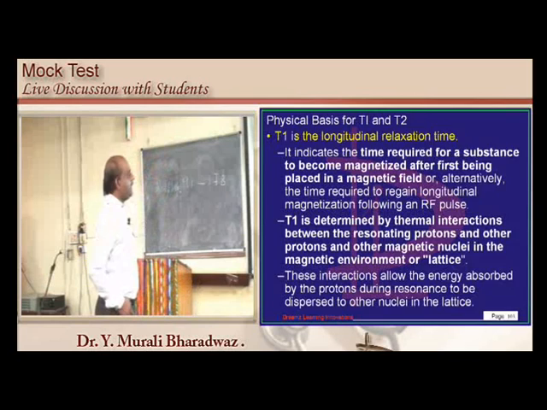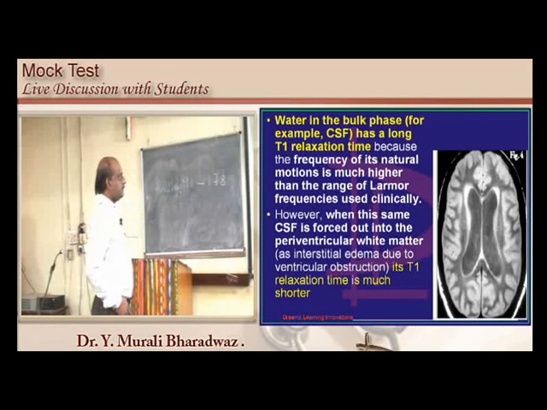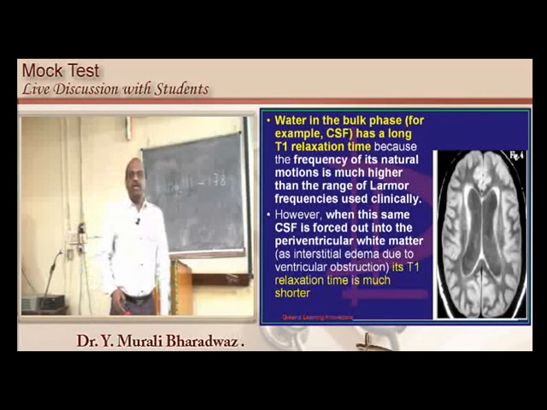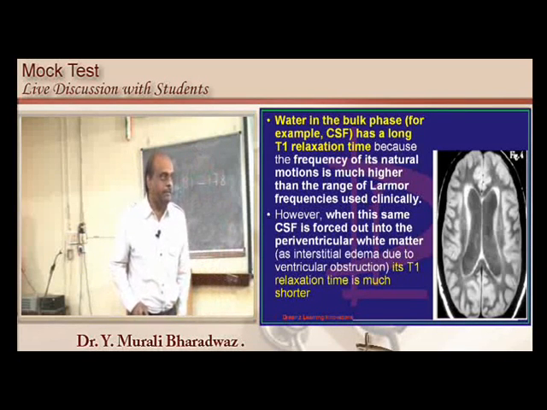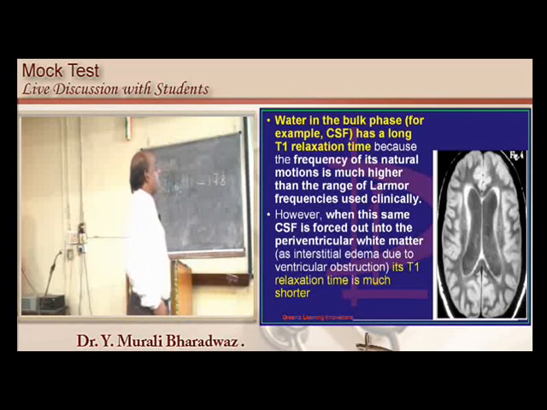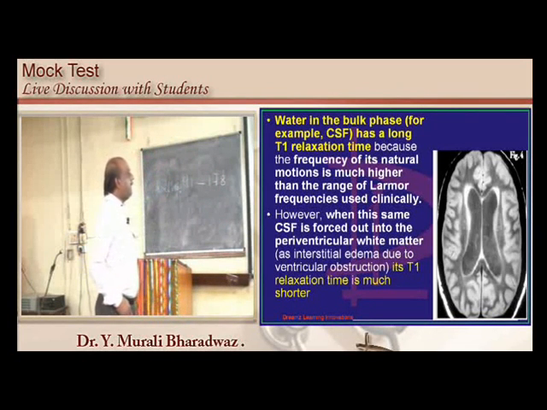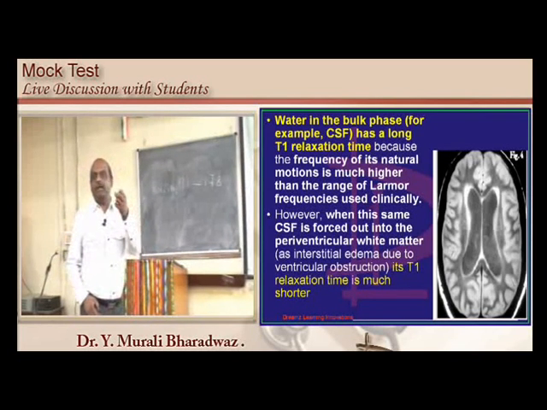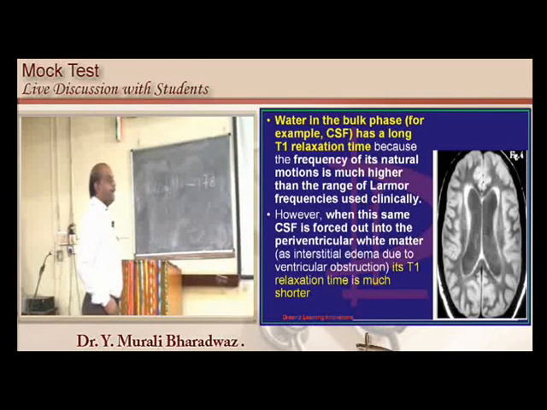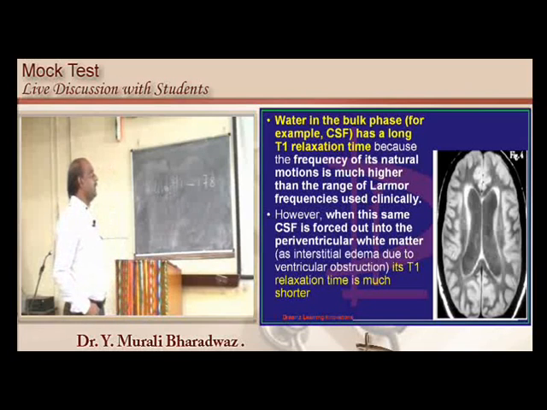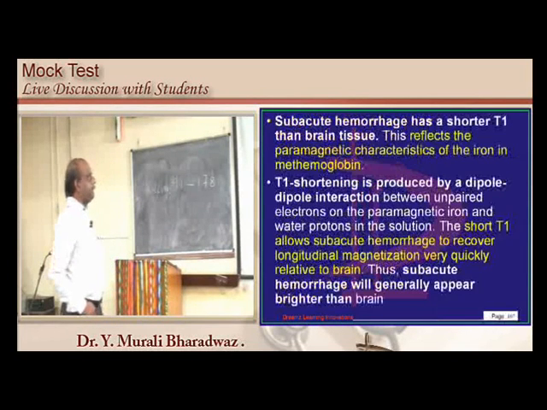Now you can see that the CSF has two options. What are they? CSF can be localized only in the ventricles or it can percolate into the periventricular white matter if there is increased intracranial pressure, right? So when the CSF is forced into the periventricular white matter, whenever there is any interstitial edema because of any hydrocephalus or ventricular obstruction, then the T1 relaxation time typically becomes much shorter, is what needs to be remembered.